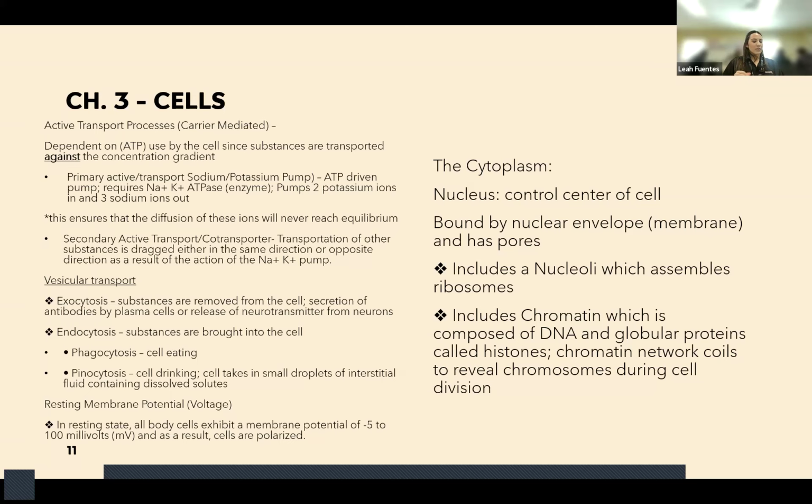Okay, and then next we have secondary active transport, also called a co-transporter. This is the transportation of other substances dragged either in the same direction or the opposite direction as a result of the action of the sodium-potassium pump. So again, a way this can be asked: secondary active transport is an example of what type of transport process? Active instead of passive.